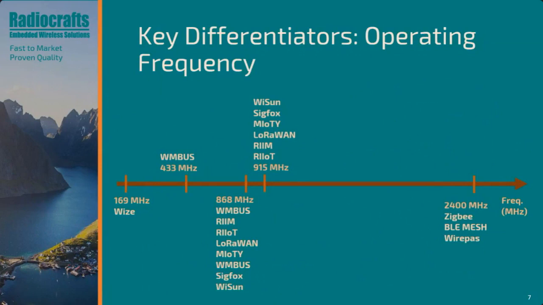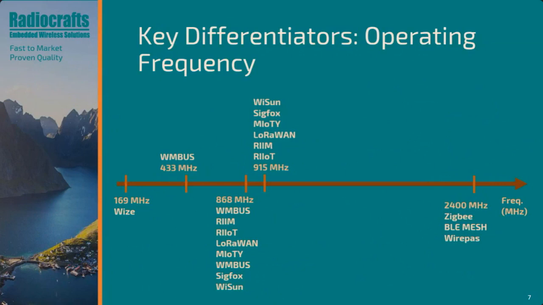Now let's have a look at how it is to differentiate between different RF technologies on the basis of the operating frequency they operate on. Here in the x-axis, we have the frequency band, like the most commonly used frequency bands. On the lowest side, on the left, we have the 169 megahertz WISE protocol. We have also in the middle the 433 megahertz WISE MBUS. Then we have the 868, which is license-free in Europe and also in other places, where we have famous examples like wireless MBUS and RIIM and Riot, LoRaWAN, etc.